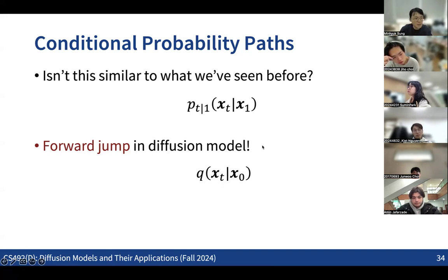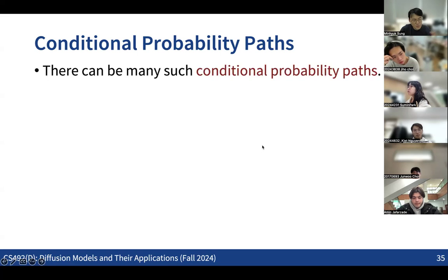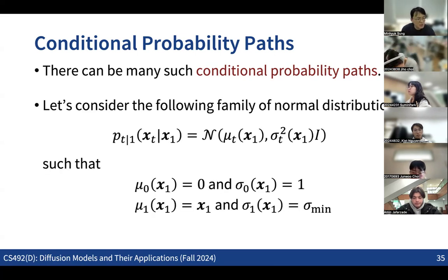So also, given P0 and P1, given the base distribution and the data distribution, there can be multiple conditional probability distributions, the distribution of xt given x1. So we can basically choose anything, as we have done so far. We are also working on some kind of Gaussian distribution, right? So we are going to consider a family of Gaussian distributions that looks like this, as the conditional probability path mapping P0 to P1.